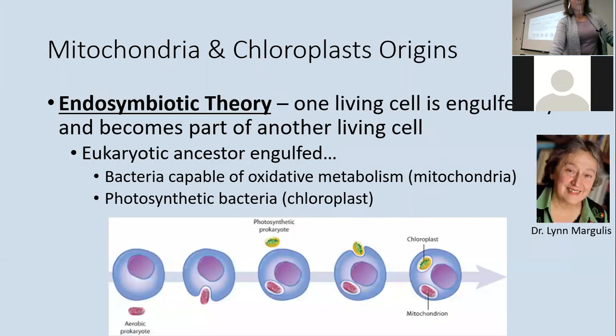So where'd they come from? The theory that explains where mitochondria and chloroplasts come from is called Endosymbiotic Theory.